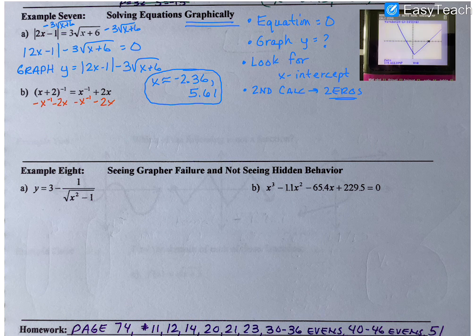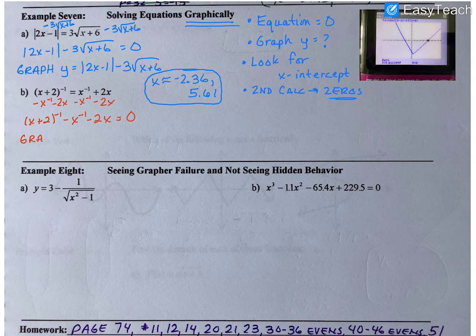When I do all of this, I'm going to have (x plus 2) to the negative 1 minus x to the negative 1 minus 2x equals 0. Notice I solved it, so I have my 0 on the right-hand side. And now we are ready to graph. So we are going to graph the equation y equals (x plus 2) to the negative 1 minus x to the negative 1 minus 2x.